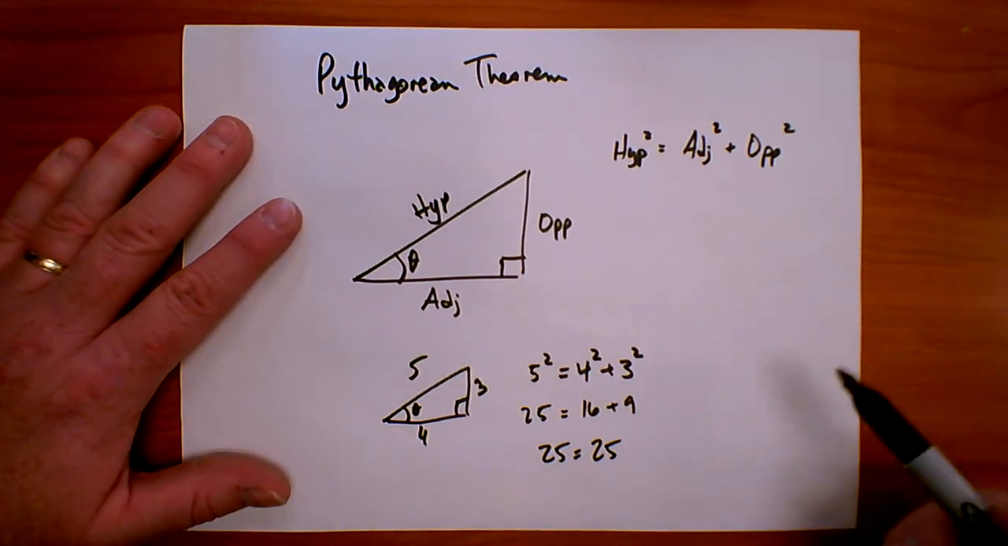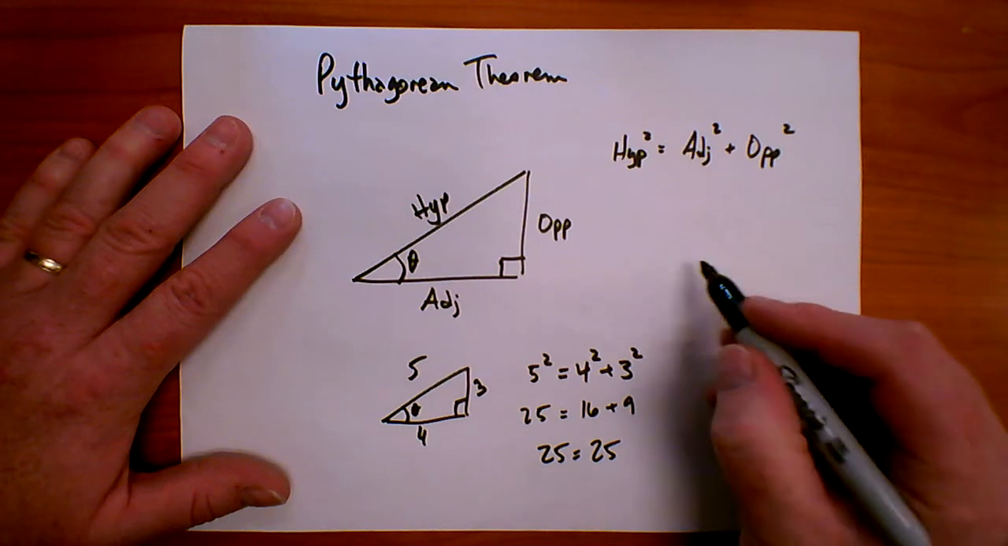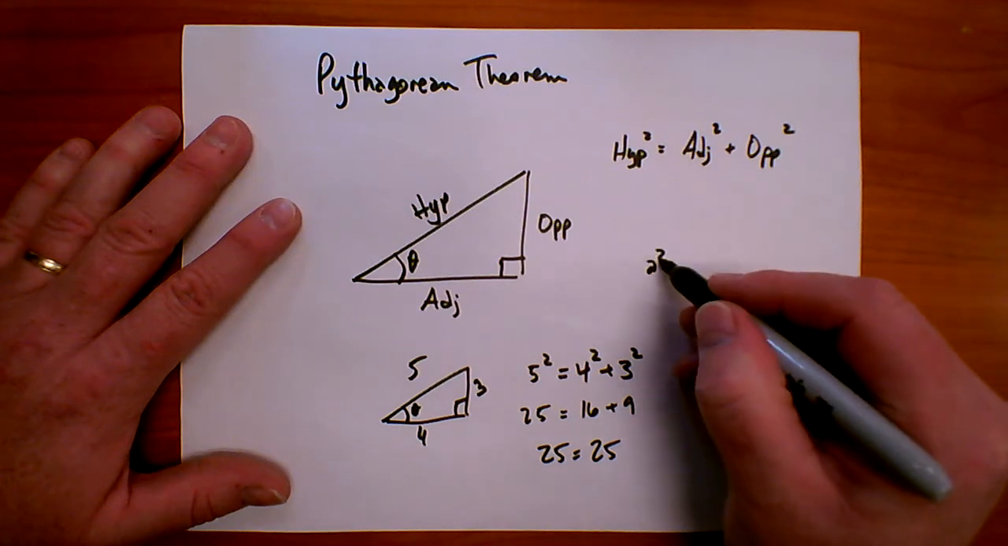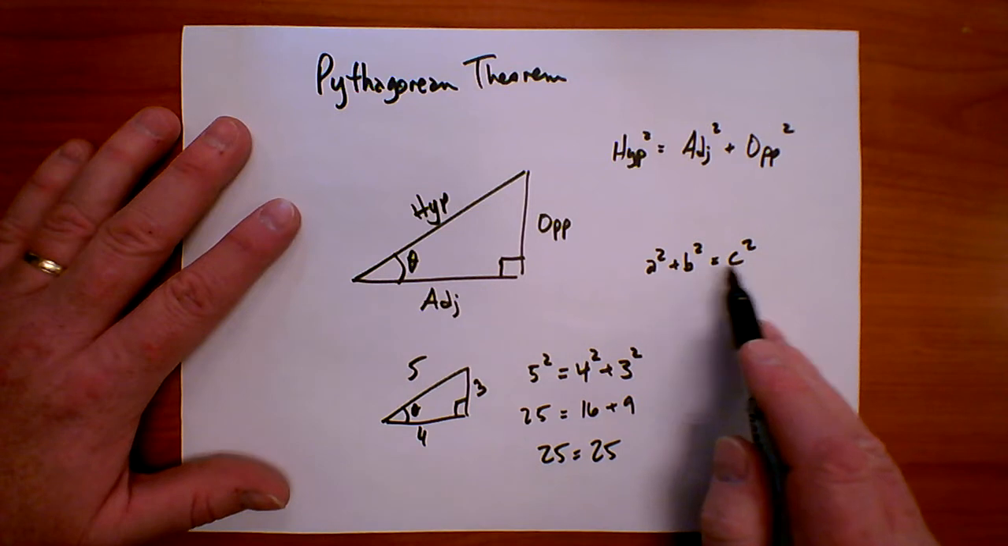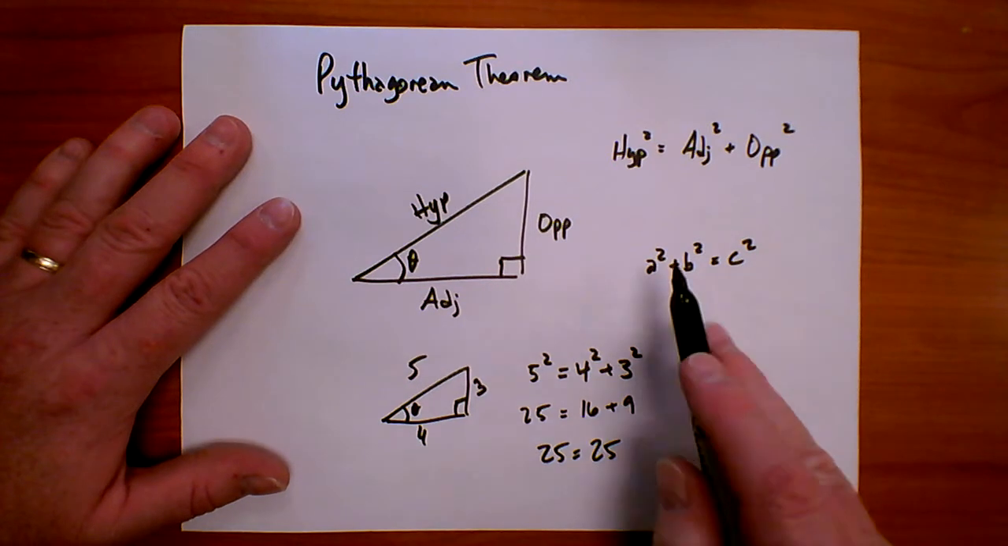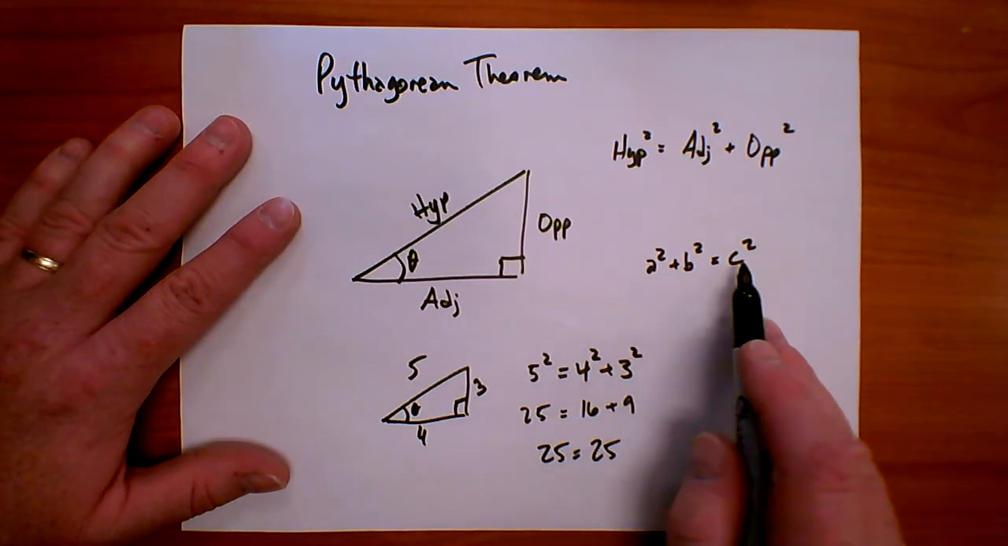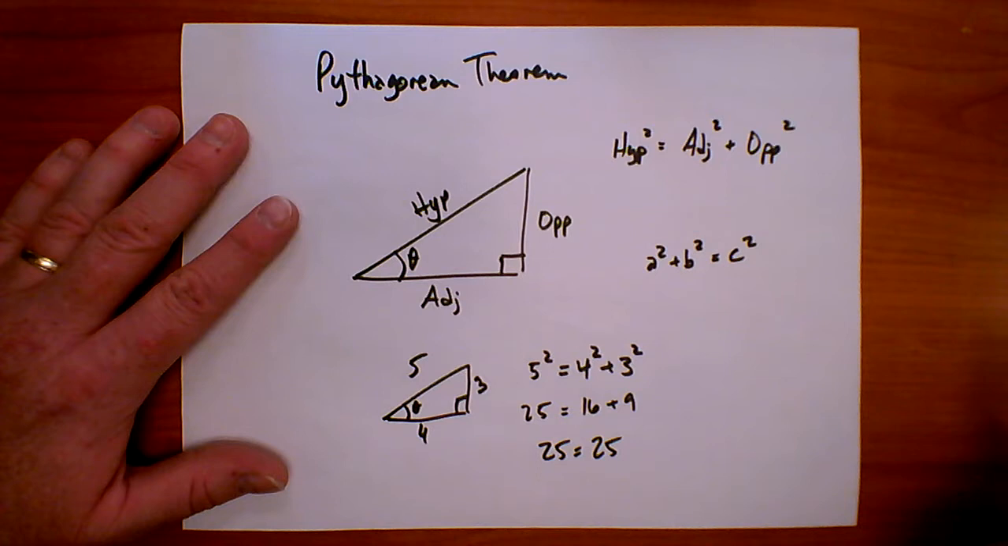There you go. You may have learned this in math as a squared plus b squared equals c squared. That's fine, as long as c is the hypotenuse. It's one leg squared plus the other leg squared equals the hypotenuse squared. That is the Pythagorean theorem.